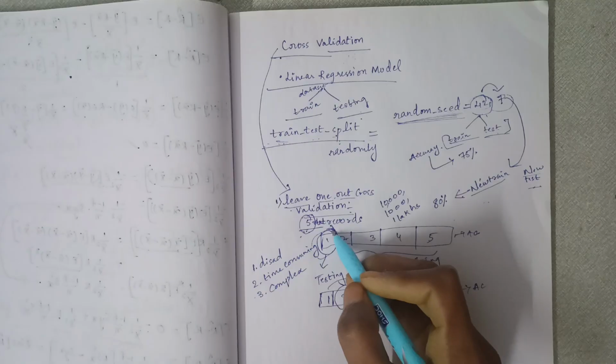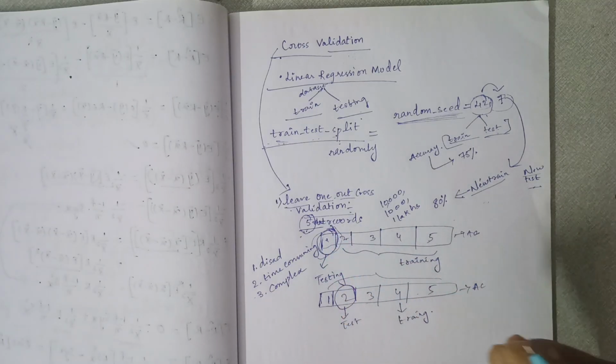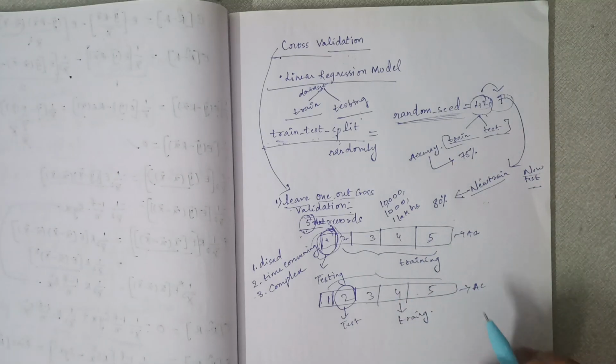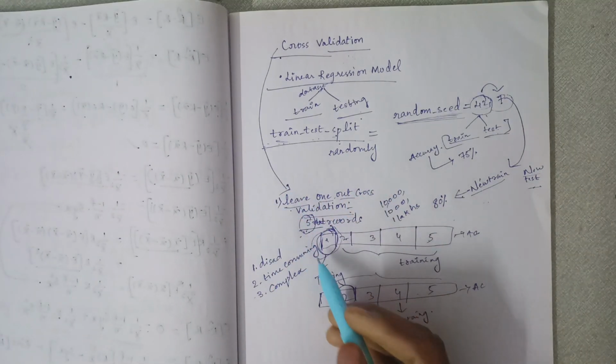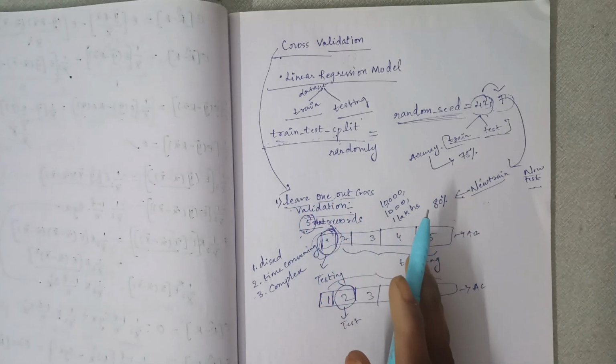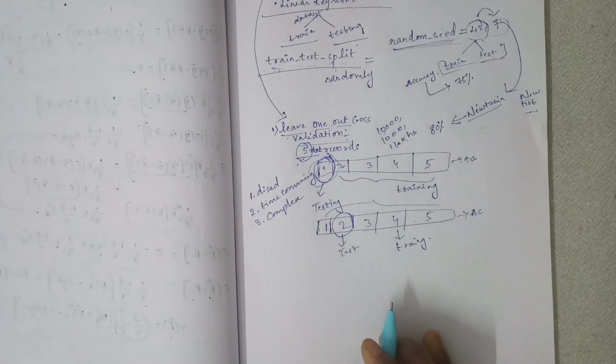And based on one predicted value, we cannot say that our model is predicting good, that our model is a generalized model. So this is the disadvantage of the leave one out cross validation. Okay. And now let us take the next method.